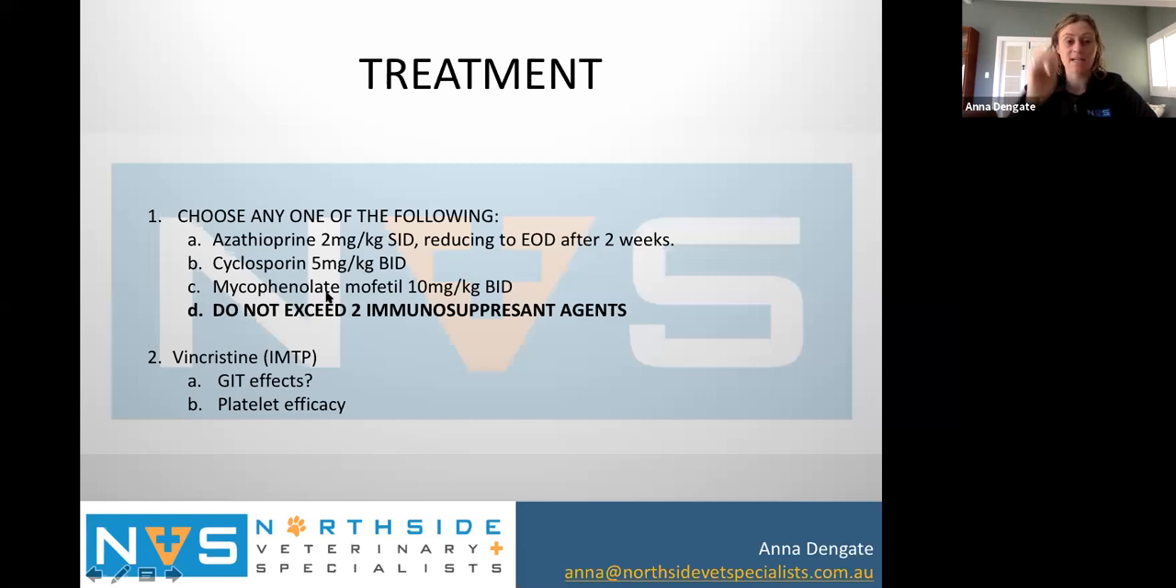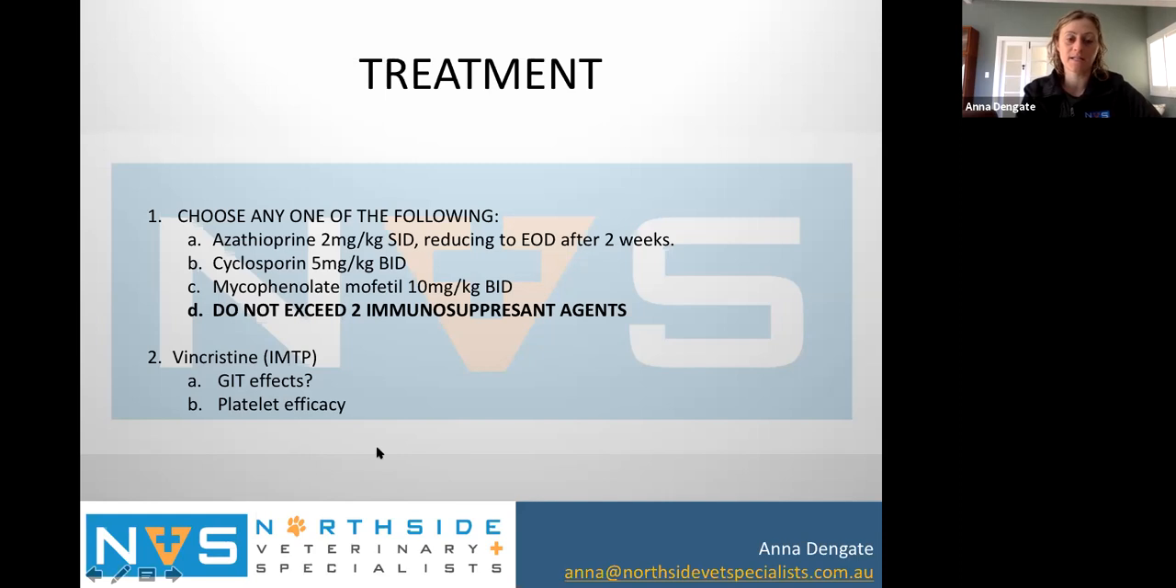Mycophenolate also has a side effect of nausea, and unfortunately can't be given in conjunction with antacids like esomeprazole, which is something we often need to do because we're giving high doses of prednisolone. So I'll just choose one of the three based on the patient, essentially. There's absolutely no point in doing a third immunosuppressant. So you should do prednisolone plus one of these three, but there's no point doing a third one. It doesn't make any difference to outcome. With IMT, sometimes we use vincristine.